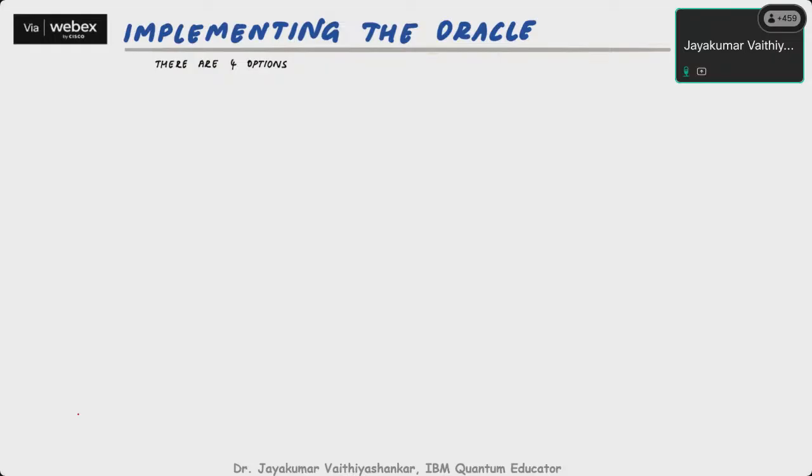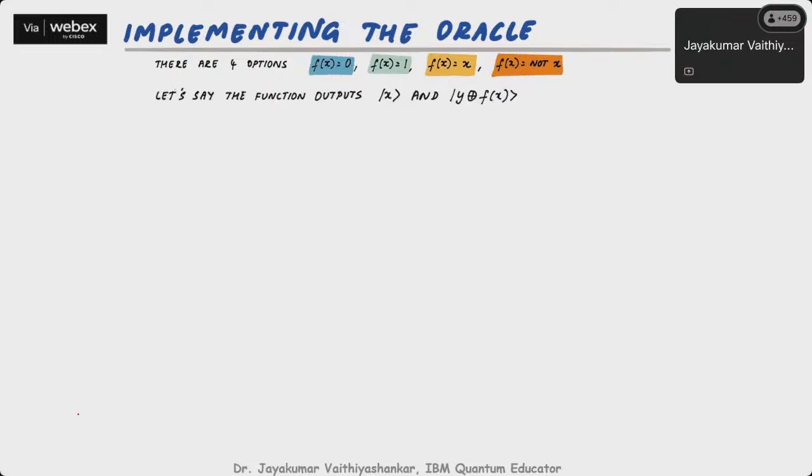So you need to implement 4 options. So f of x equal to 0, f of x equal to 1, f of x equal to x, f of x equal to not of x. So we have 4 different possibilities. Your function will produce state x and state y XOR with f of x. Here we are using the XOR operation because the same input means it will give some output, and a different input means it will give a different output.